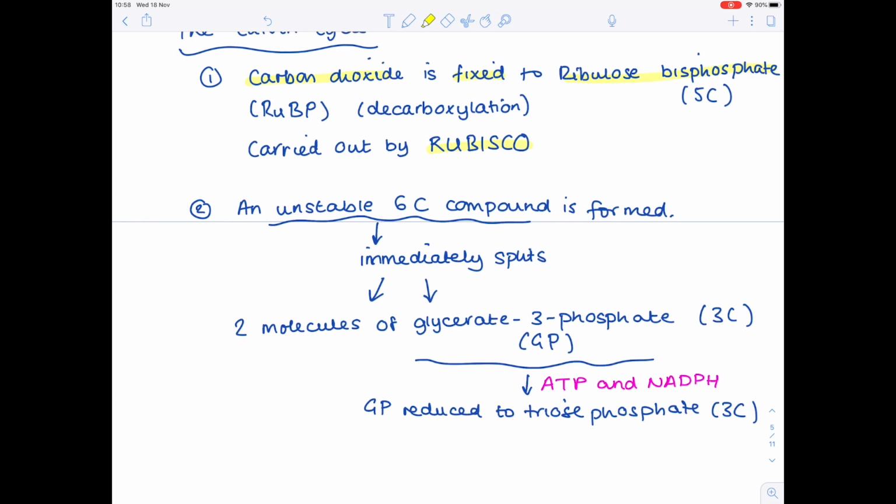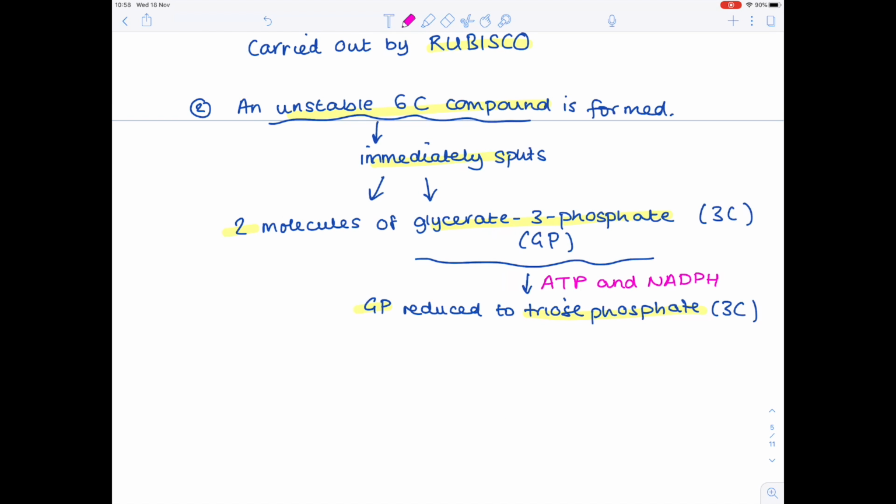Let's just reiterate again. So we know carbon dioxide is fixed by the enzyme rubisco. An unstable 6-carbon compound is produced as a result, which immediately splits to form 2 molecules of glycerate 3-phosphate, and then due to the presence of ATP and reduced NADP, that GP is reduced to form triose phosphate, a 3-carbon compound. If we look at the role of ATP and that reduced NADP at this point, ATP provided the energy needed to convert GP to triose phosphate, whereas that reduced NADP provided the hydrogen needed to reduce the GP into TP.